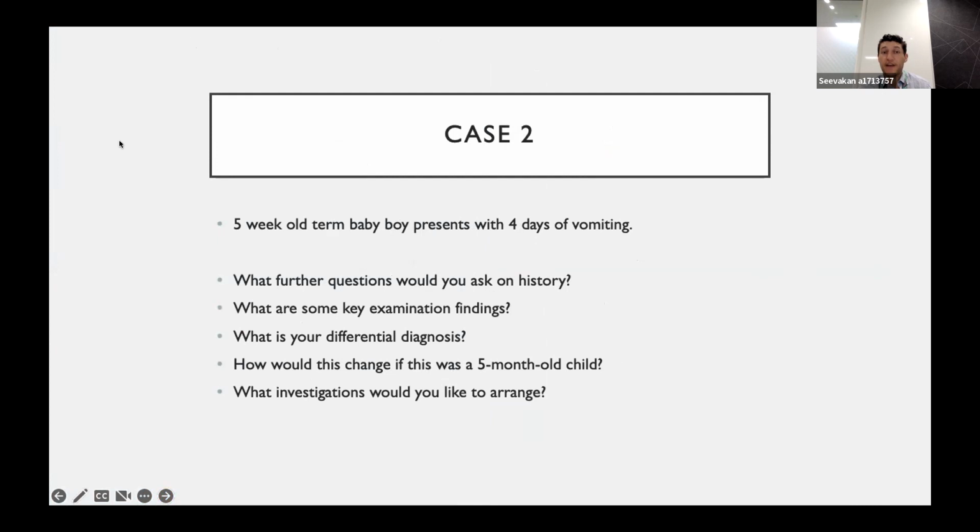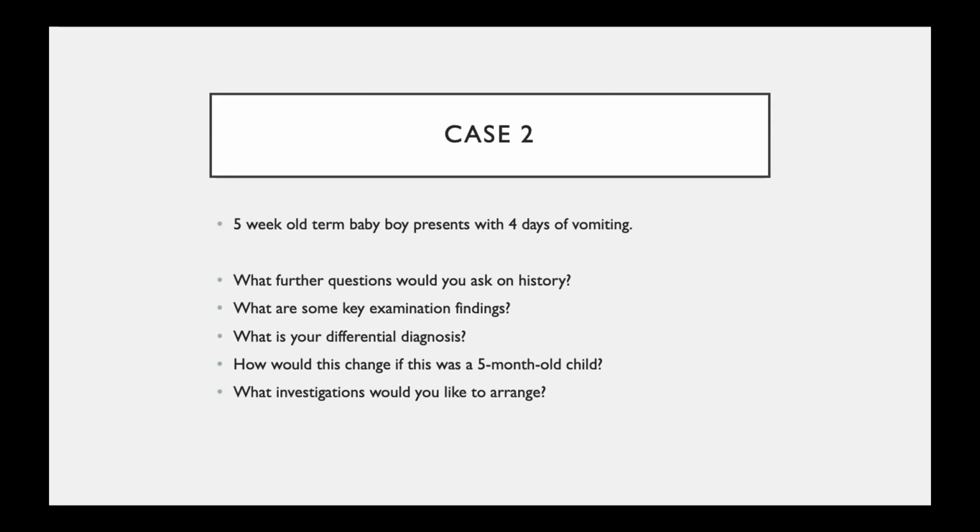So we have a 5-week-old term baby boy that presents with 4 days of vomiting. Really, really common presenting complaint and really fair game for any kind of OSCE when it comes to peds as well. So would anybody like to tell me what questions you would like to ask on history about the vomiting? Contents of the vomit, if there's any bile staining, or if it's food, or if there's any blood even.